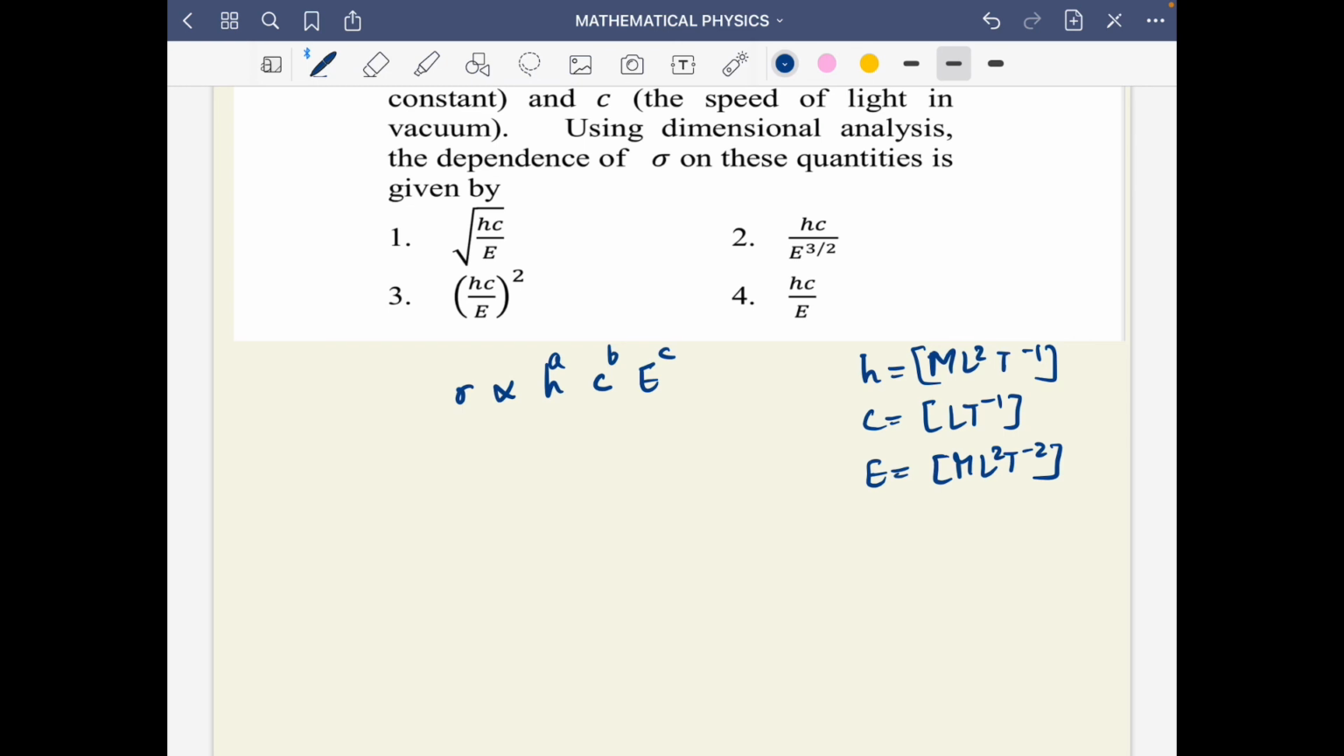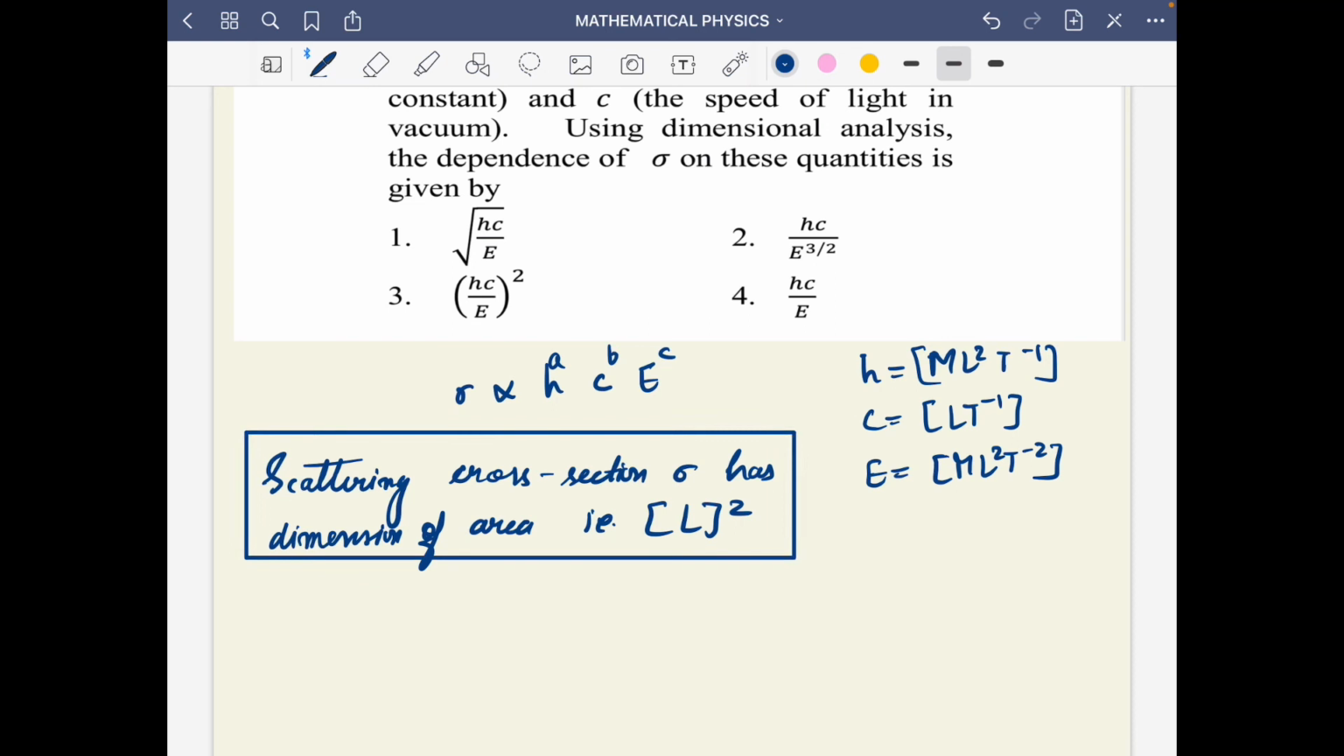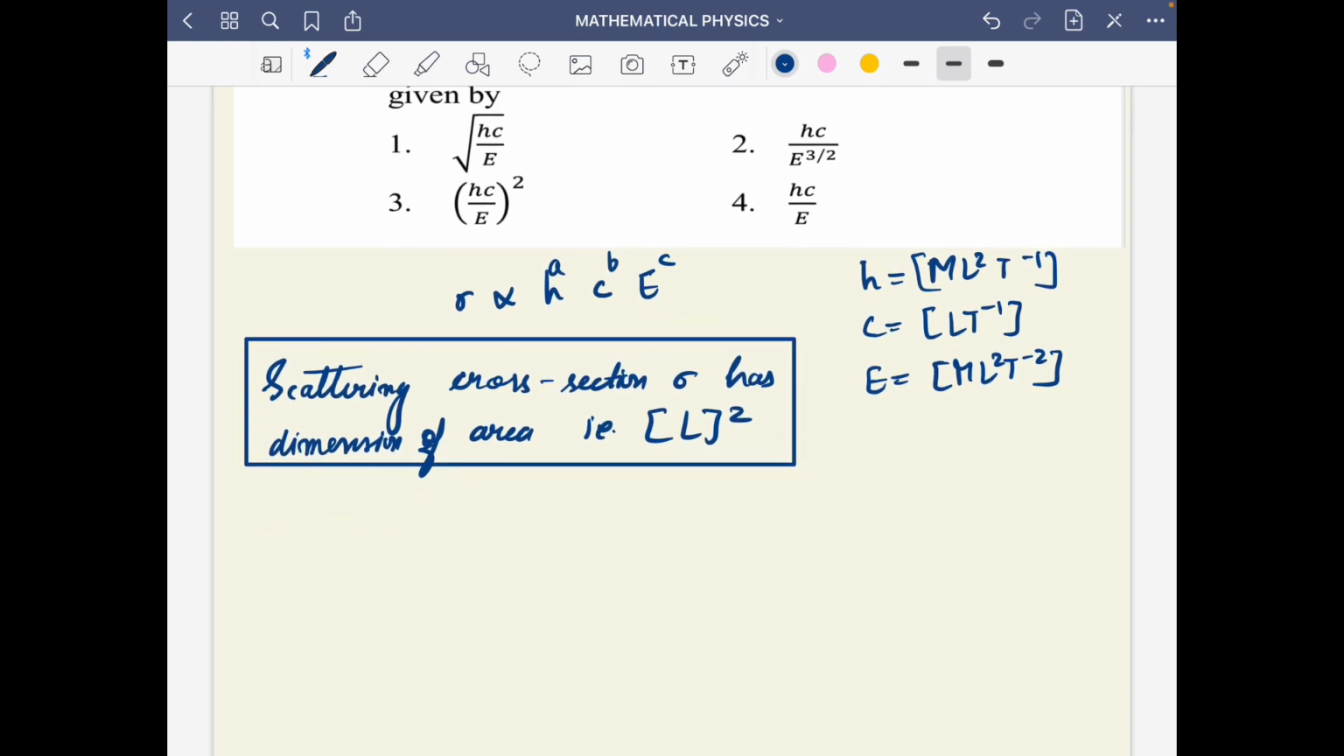Now one more thing, scattering cross section sigma has dimension of area. Okay, so you can write this as, one should remember this thing, scattering cross section sigma has dimension of area, that is L square. Remember this one. It is the most important one. Okay. So here we go.